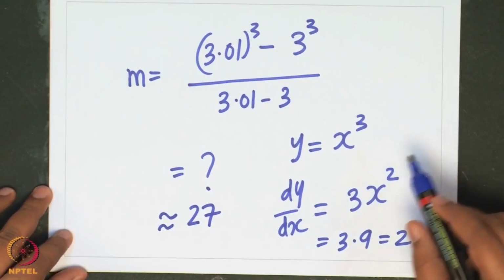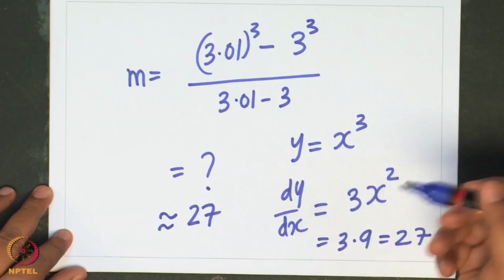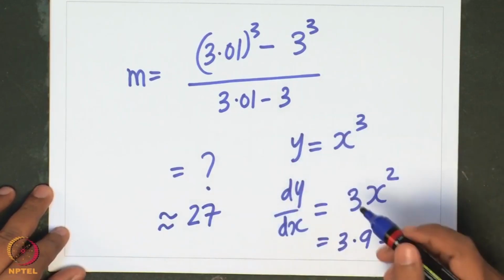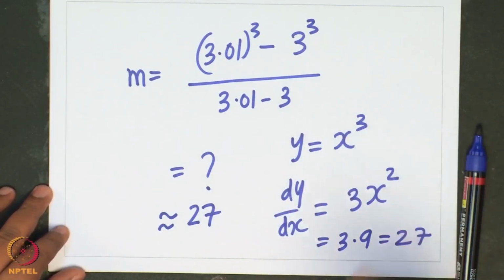Similarly you can calculate near 4 and 5 and so on, and you will see that the answer depends on where you calculate, and the answer you will get is dy by dx equal to 3x square. So for various curves you will get various slopes at different points, and the way to calculate the slope is to take delta x very small and calculate delta y by delta x. That is the thing that we have learned from this lecture.